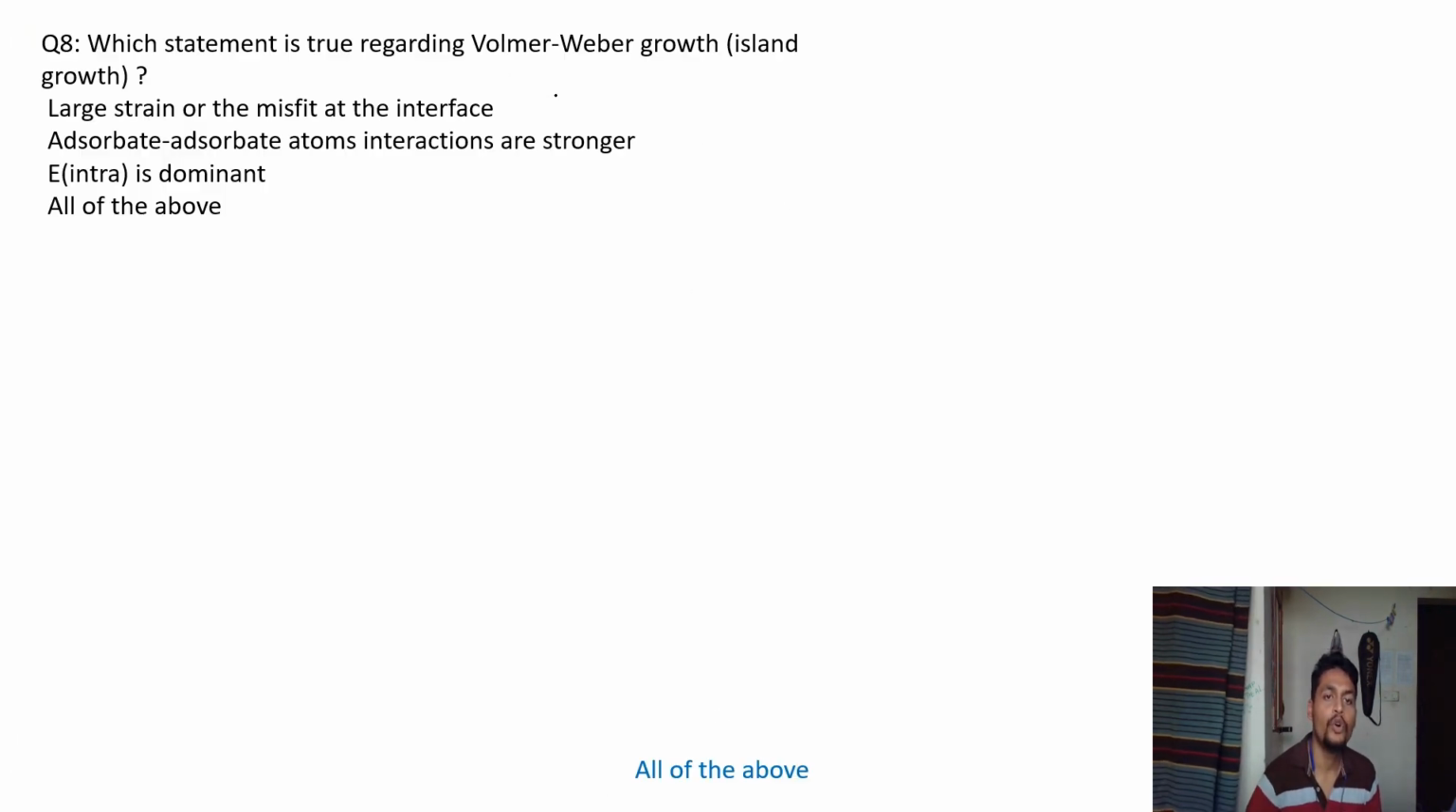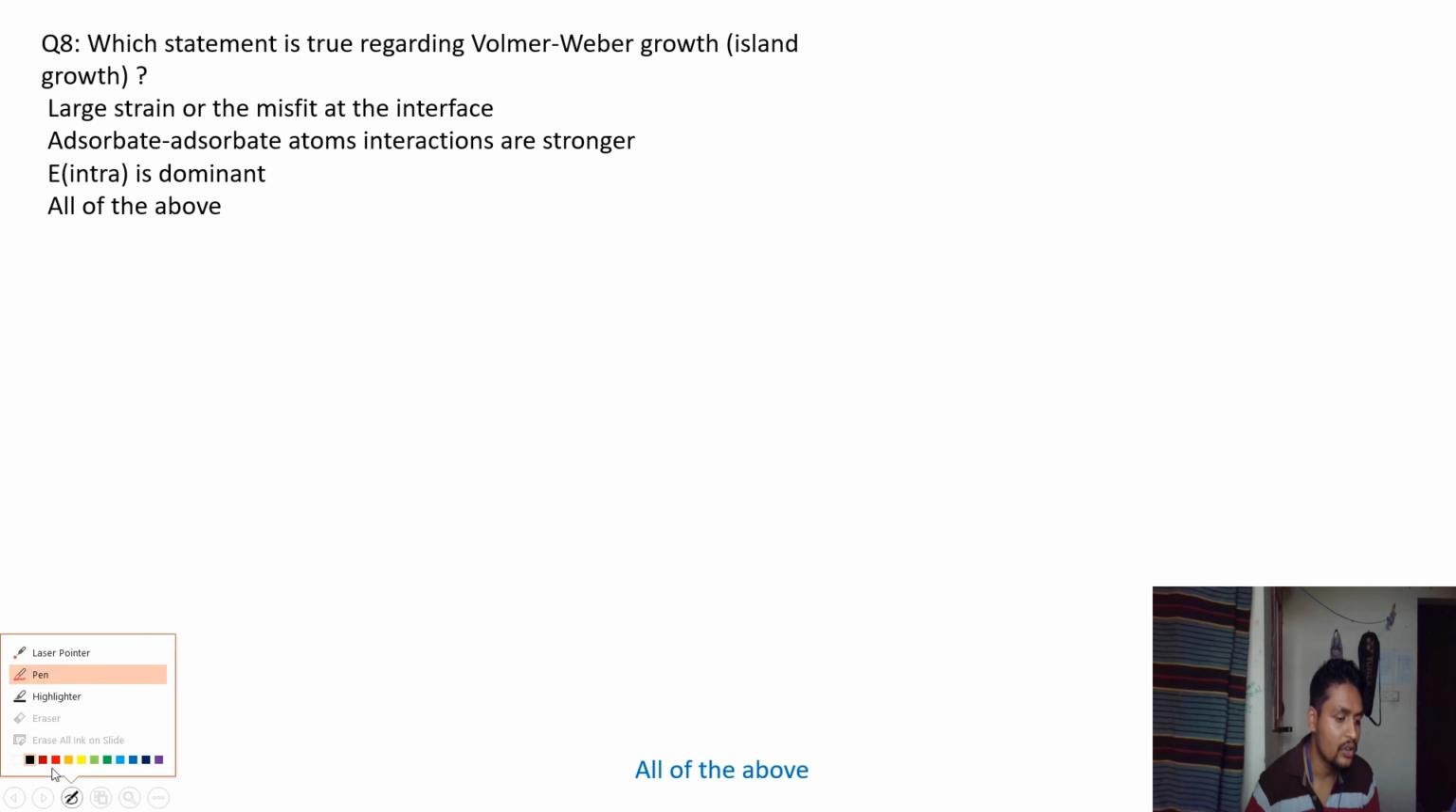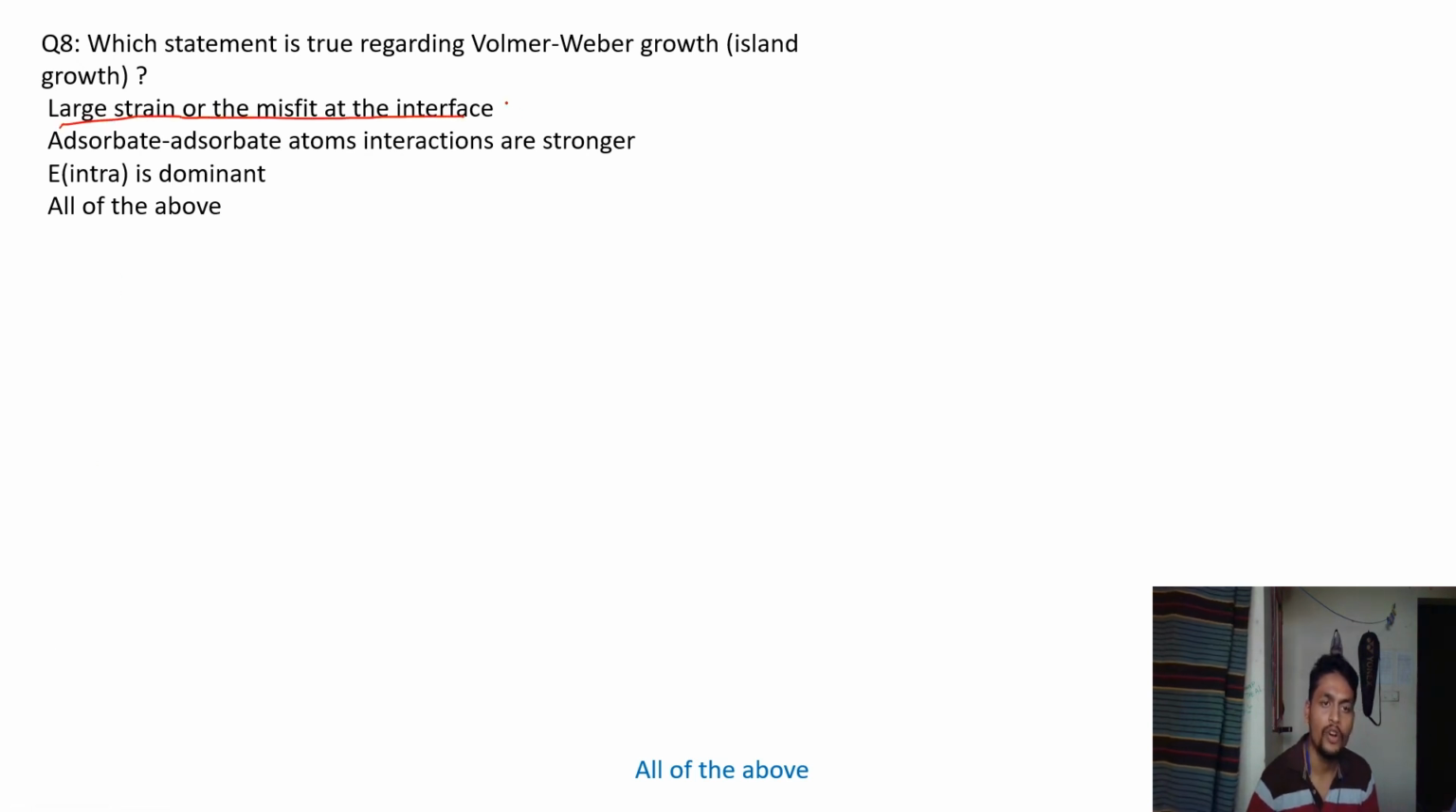Now come to the Volmer-Weber growth. We already discussed the island growth. So just read this point and you will understand what the answer will be. Large strain or misfit at the interface. Obviously, it is required. Otherwise, layer by layer growth is possible. Adsorbed atoms obviously need to be stronger. That's why above one another atom layer will happen, because that is the island growth, right? So this is again true.